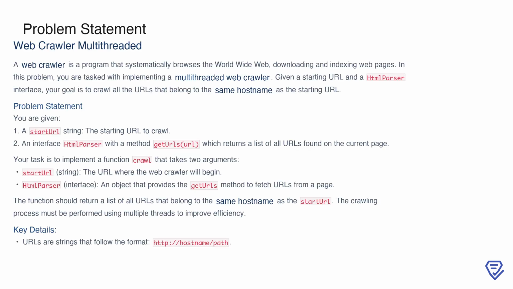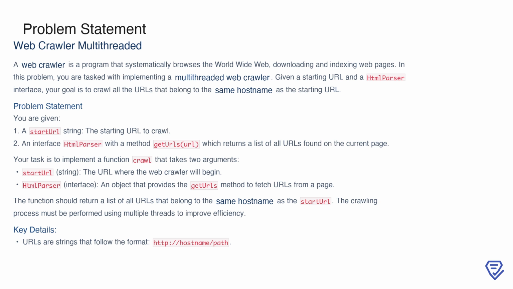A web crawler is a program designed to systematically browse the web, downloading and indexing web pages. In this problem, we are asked to build a multithreaded web crawler. The task involves starting with a given URL, referred to as the start URL, and using an interface called HTMLParser to fetch all other URLs linked on the same page. The challenge is to crawl only the URLs that belong to the same hostname as the start URL. By using multiple threads, we aim to improve the efficiency of the crawling process.